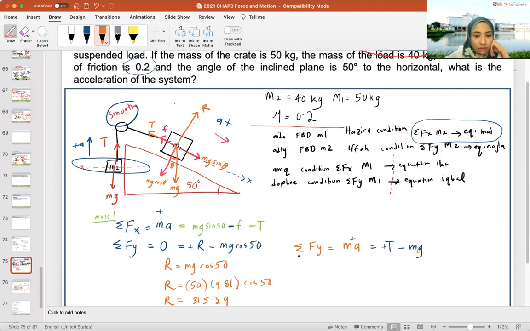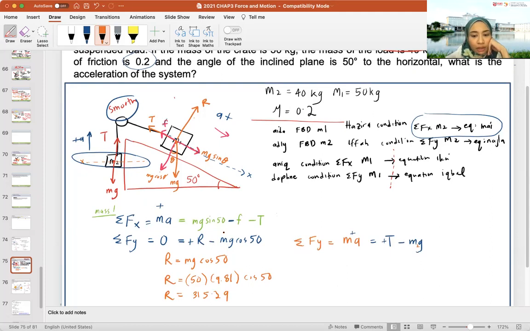Okay, so what else? What should I do next? I know my R. Friction, okay, thank you. So friction is equal to mu R. We have our mu, so we can actually find our friction. That is right, 0.2 times 315.29 will give our friction. Times that with 0.2, 63.06 Newton is our friction. Okay, so we have our friction.